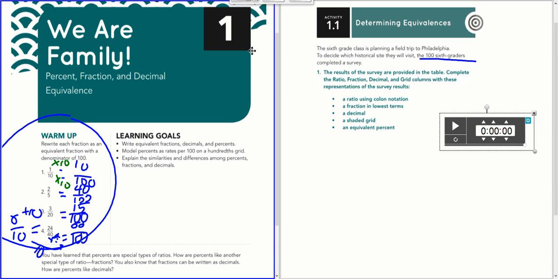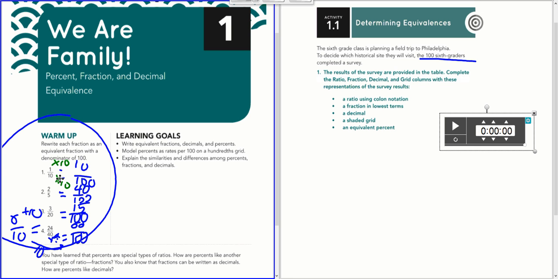All right, welcome to this video on percent, fraction, and decimal equivalents. We start on page 109, and on 109 the warm-up had us take this fraction and turn it into another fraction that was equal but had a denominator of 100. And really what this is doing is setting us up for turning fractions into percents.